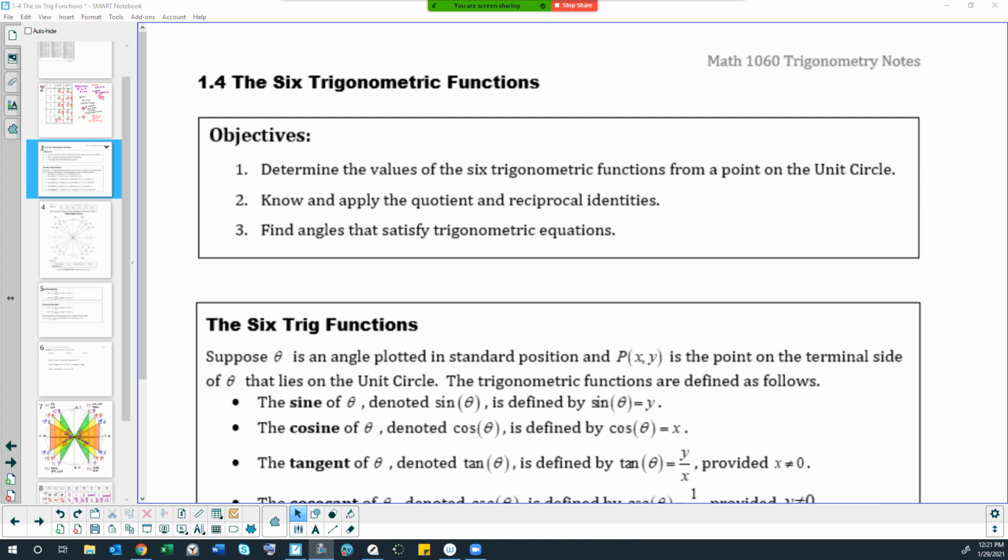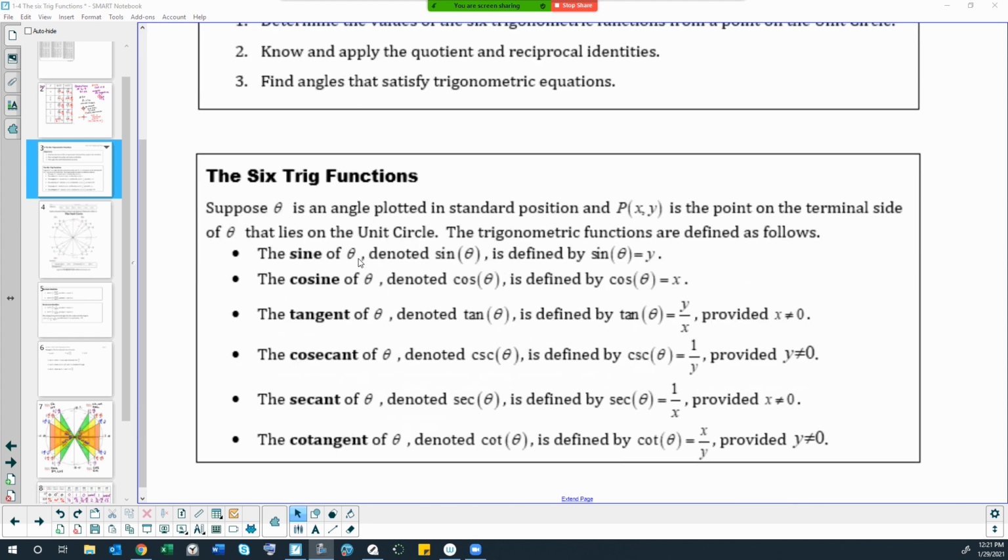Okay, and then we're going to find angles that satisfy trigonometric equations. So that will be kind of going backwards. If we know the value of a trig equation or a trig function, we should be able to go backwards and identify the angles that would get that ratio. Okay, so here they are. We already learned that sine is y, cosine is x, tangent would be y divided by x.